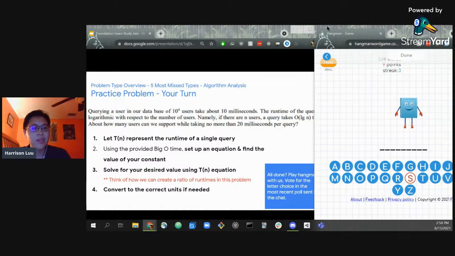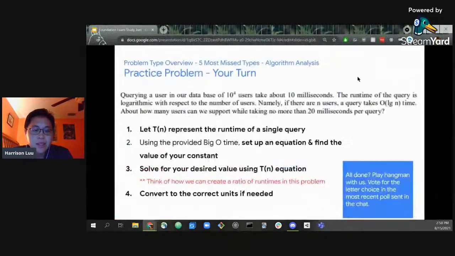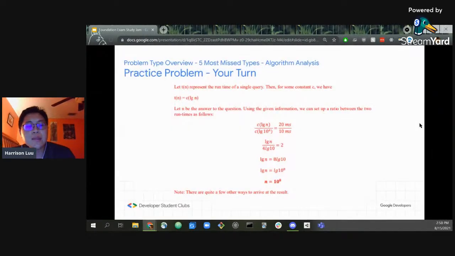All right, and with that, that's our 10 minutes for solving the practice problem. And now we'll go over the solution. To approach this problem, there are definitely many ways to do this, but the solution that the foundation exam had set forth is this.